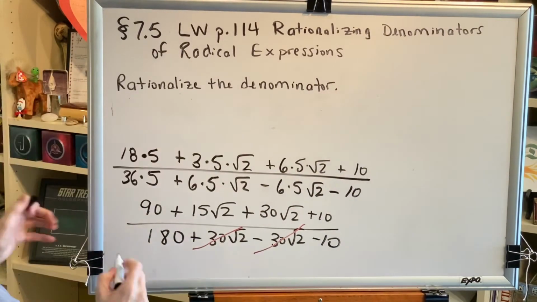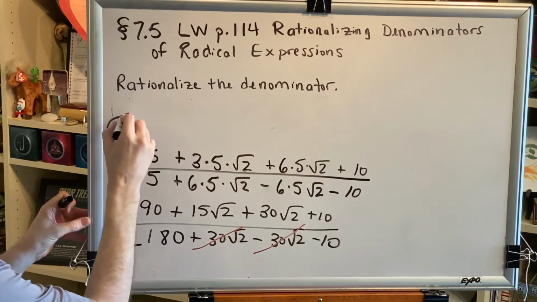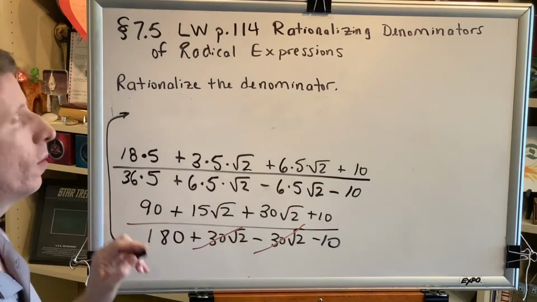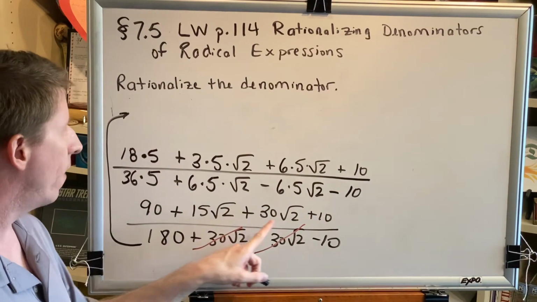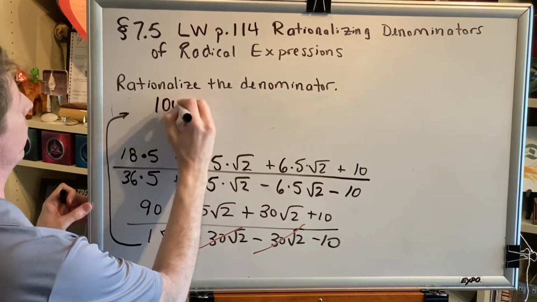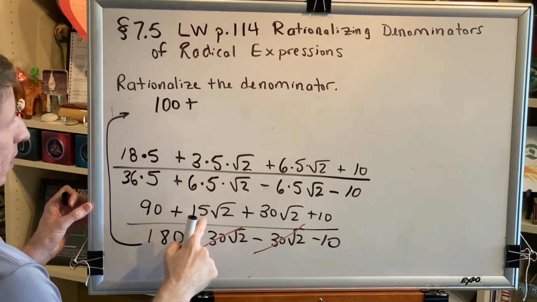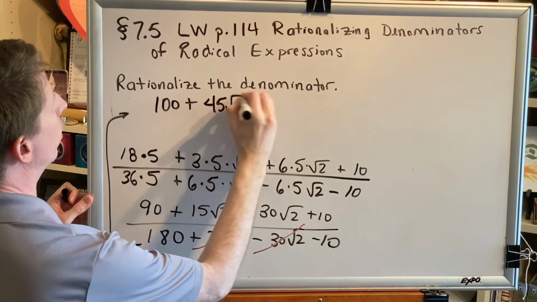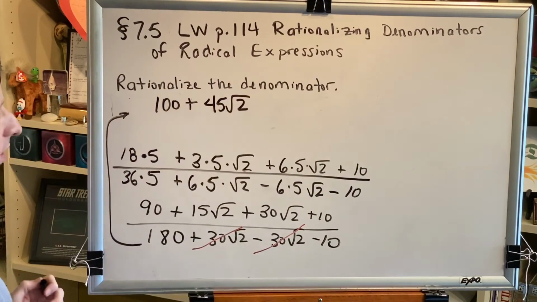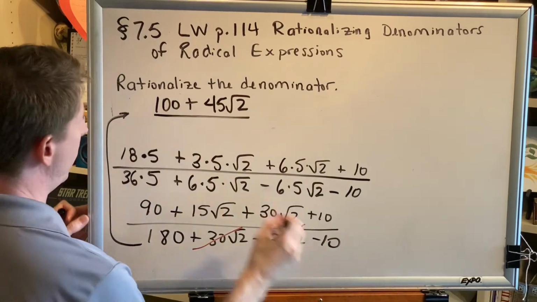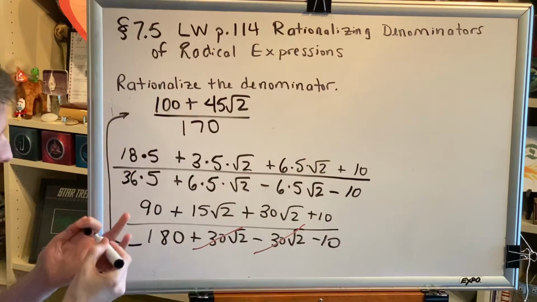Okay, back to the top we go. Now combine things that can be combined. Things that have no radical can be combined, and things that have like radicals can be combined. 90 plus 10 is 100. 15 root 2 plus 30 root 2 makes 45 root 2. Notice that the radical does not change. It's still a root 2. And then this is divided by 180 minus 10, which is 170.